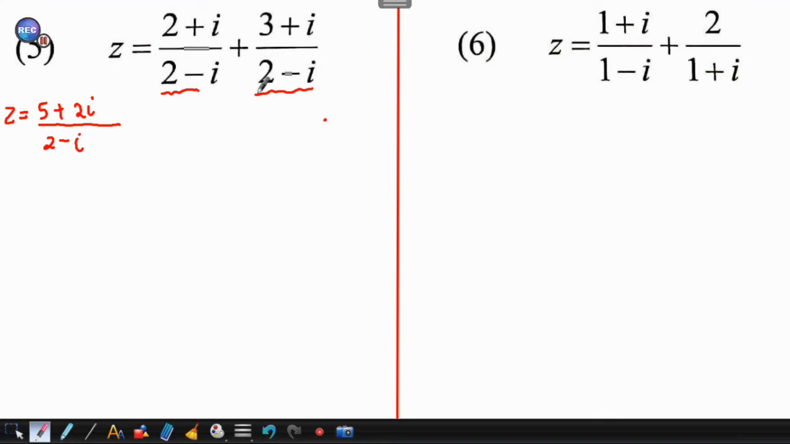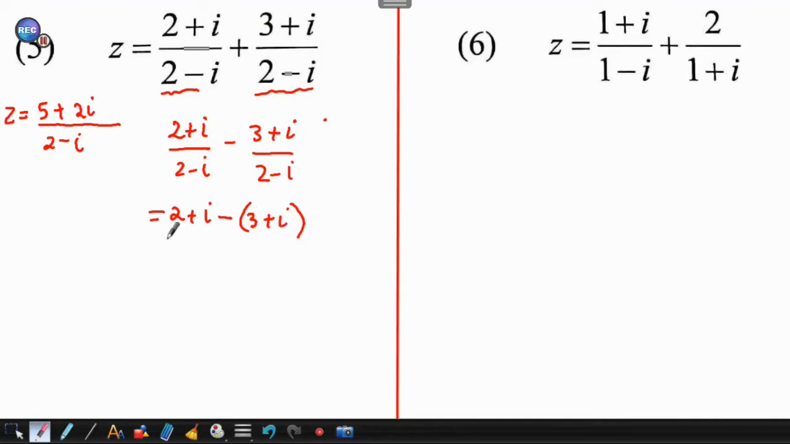Okay. Another thing that I just have to give you a heads up on. For example, let's say that I had 2 plus i over 2 minus i minus 3 plus i over 2 minus i. Guys, if I had to add that, I would have 2 plus i and then minus in brackets, I'll have 3 plus i. That's just a heads up that you have to take note of, because that negative will distribute to the 3 and then will distribute to the i. Okay, so that's just a by the way.